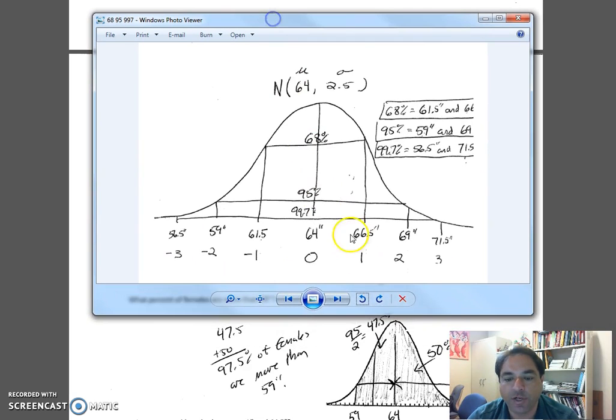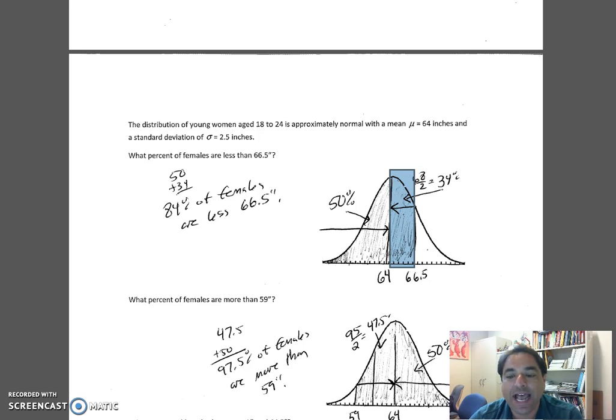66.5 falls in the 68. But remember, 68 goes from this side all the way to the other side. I'm just looking for this piece. So I don't want to go the whole way. I'm only going half. So it's not 68. It is half of 68, which is 34.